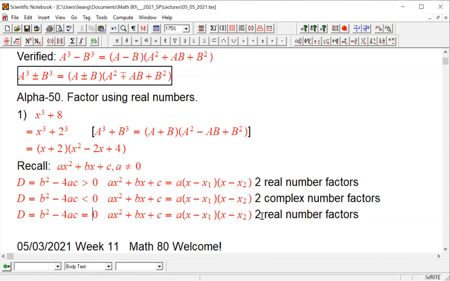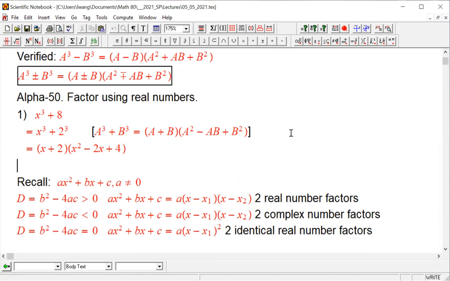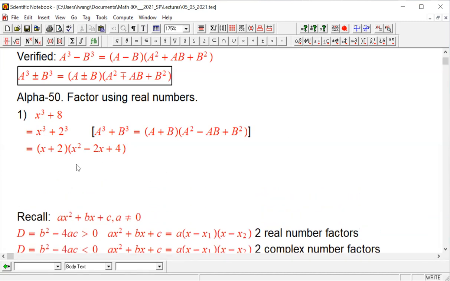Okay, 2 identical real number factors, i.e. you're going to have something like (x minus x1) to the power 2, something like that. So these are the only 3 cases. Let's see what is the case we have here.